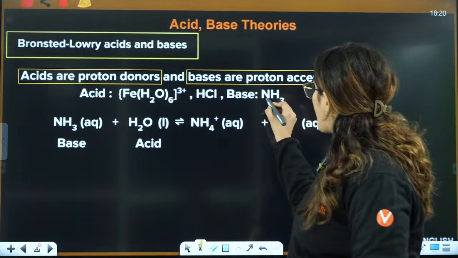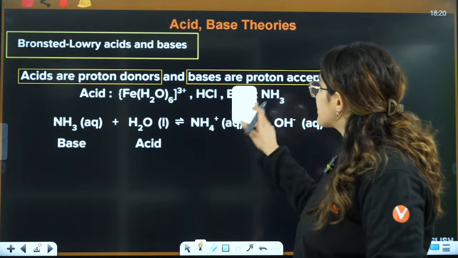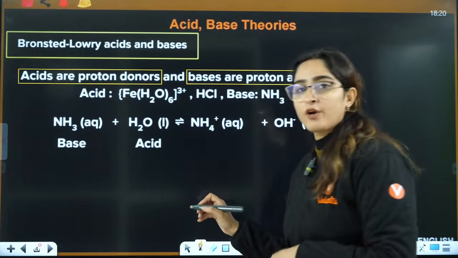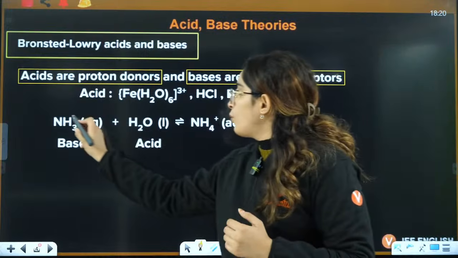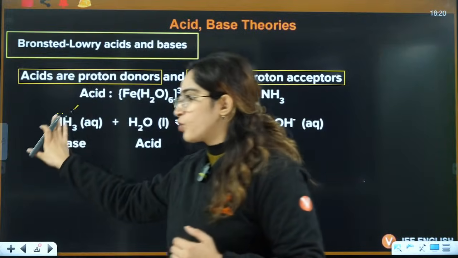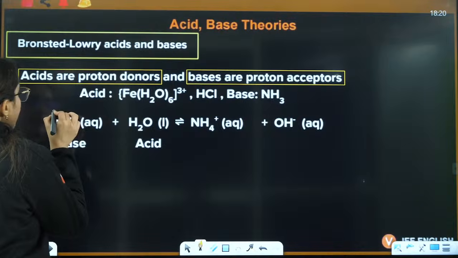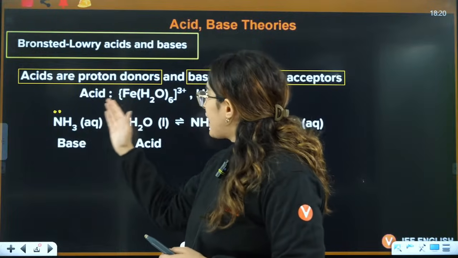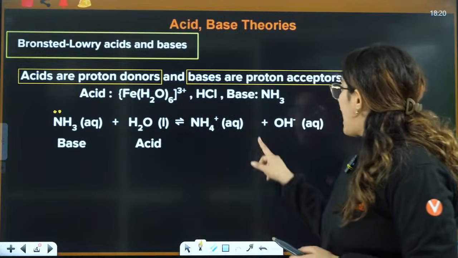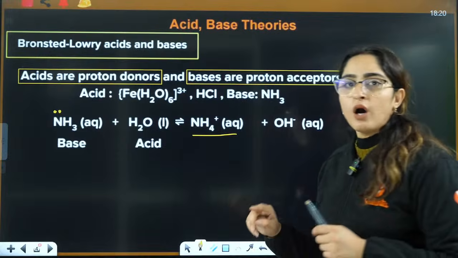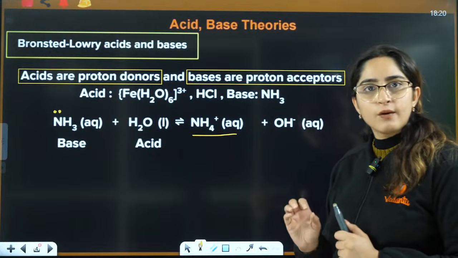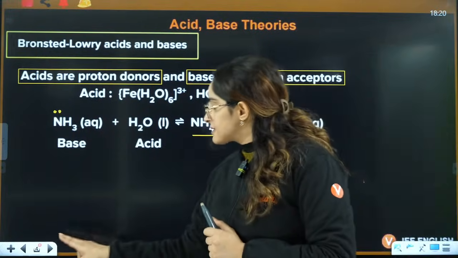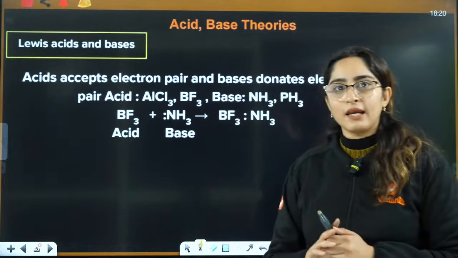And if you talk about NH3, that is a base. It is going to accept a proton, because see, in ammonia, nitrogen has a lone pair of electrons. Because of this lone pair, it is going to accept H positive from the water, and it is going to get converted to the ammonium ion, right? That is the reason this is called a base.